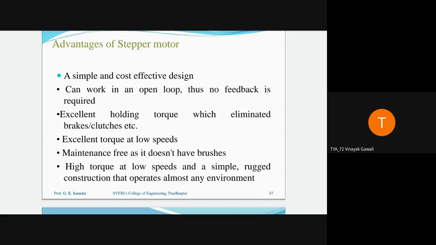Now these are the advantages. Maintenance free, as it doesn't have brushes; it is a brushless motor, due to which there is less maintenance. High torque at low speed, and a simple, rugged construction that operates in almost any environment. Construction is simple, due to which it is rugged and operates in any environment.